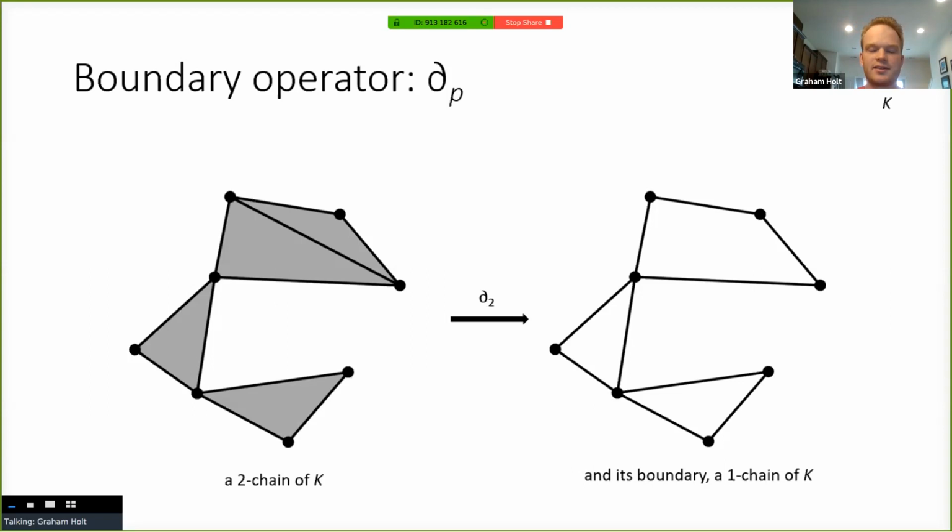Any questions about this? This is a pretty critical point to understand. Graham, I'll just ask, well, maybe a general question. Does everyone know what a formal sum means?